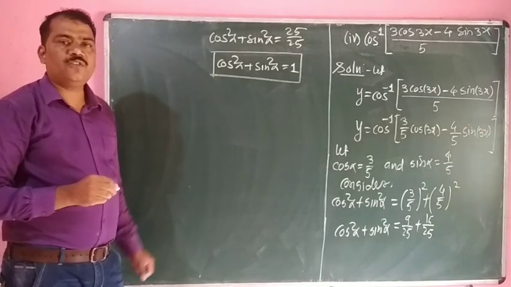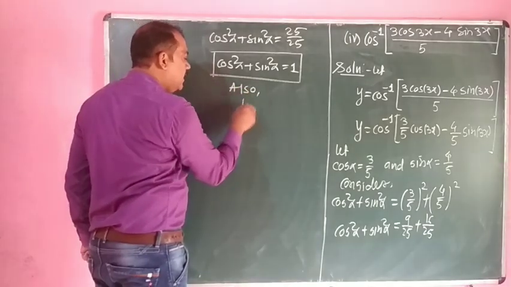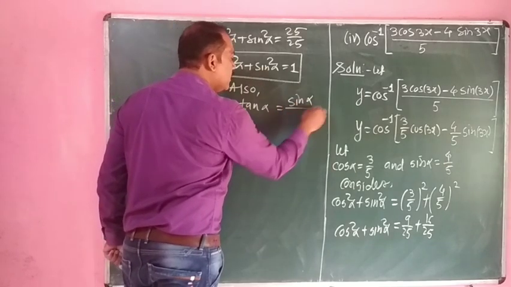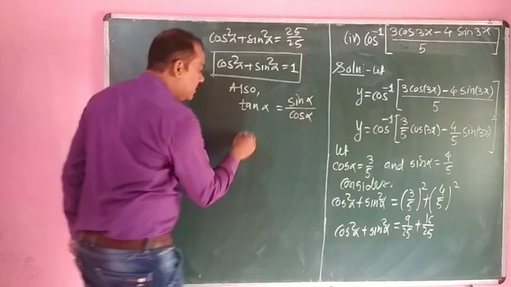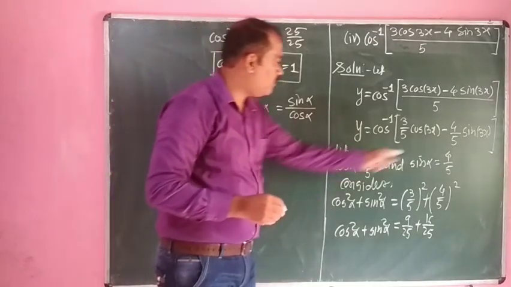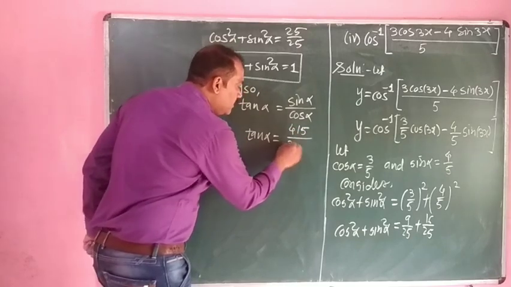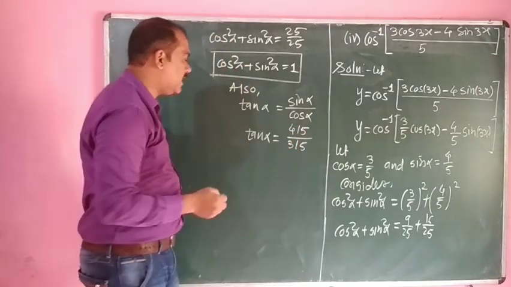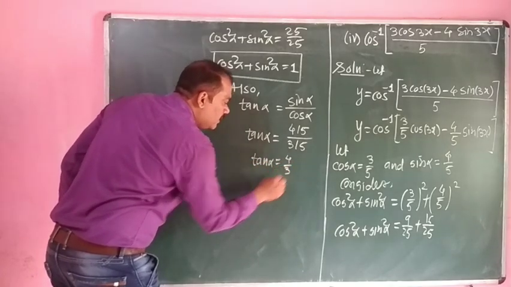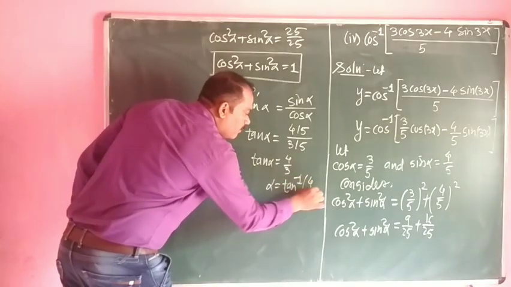Now also we have to find the value of tan alpha. Tan alpha is equal to sin alpha divided by cos alpha. What is the value of sin alpha? 4 by 5 divided by 3 by 5, 5 gets cancelled, so we get tan alpha is equal to 4 by 3. That is, alpha is equal to tan inverse of 4 by 3.